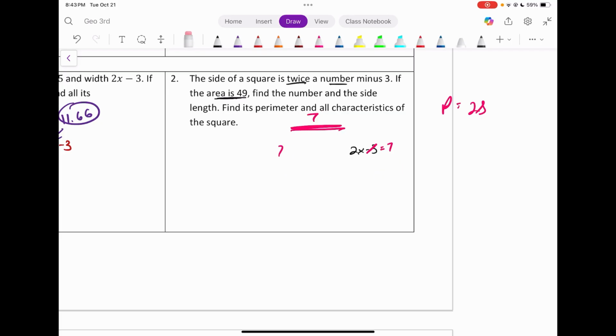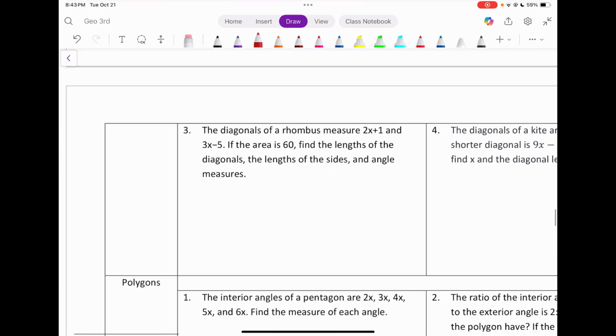It says find all the characteristics of this square as well. So let me redraw it. Now that we know all the side lengths are 7, we do know what the x value is already. If I were to draw this diagonal right here, I know that in a square, that's going to cut this angle in half, so both of those will be 45s. So in a 45, 45, 90 triangle, the sides are the same, and to find the hypotenuse, you multiply by root 2. And then the other diagonal would be the exact same length of 7 root 2, if you want to find all the different components.